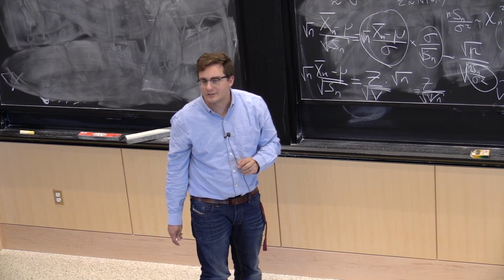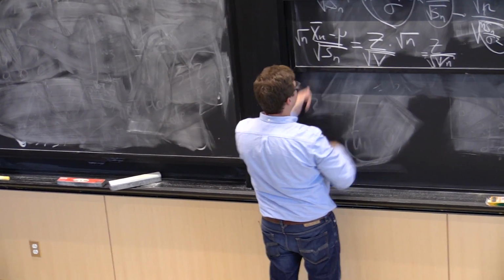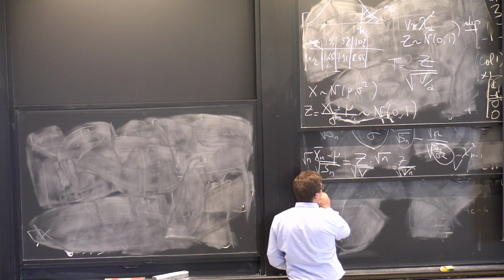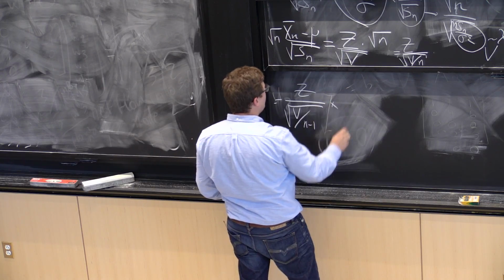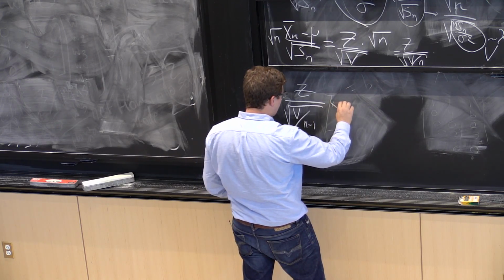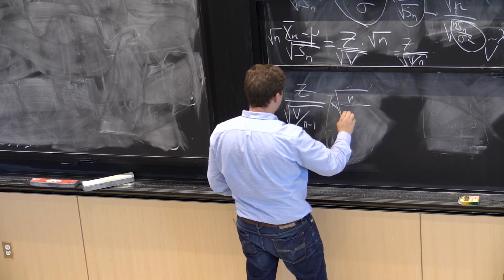Well, there's two ways I can address this. The first one is by saying, well, this is actually equal to z over square root of v divided by n minus 1 times square root of n over n minus 1.